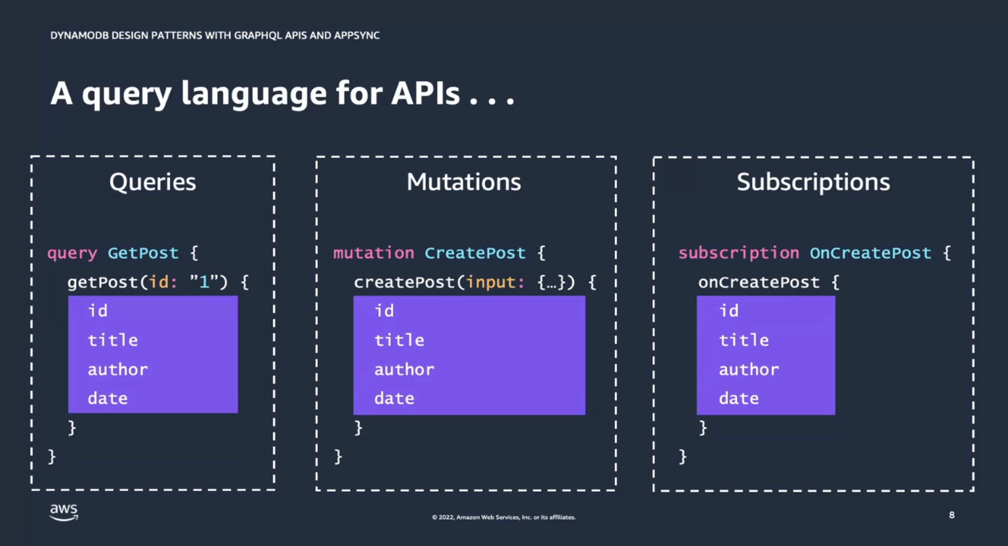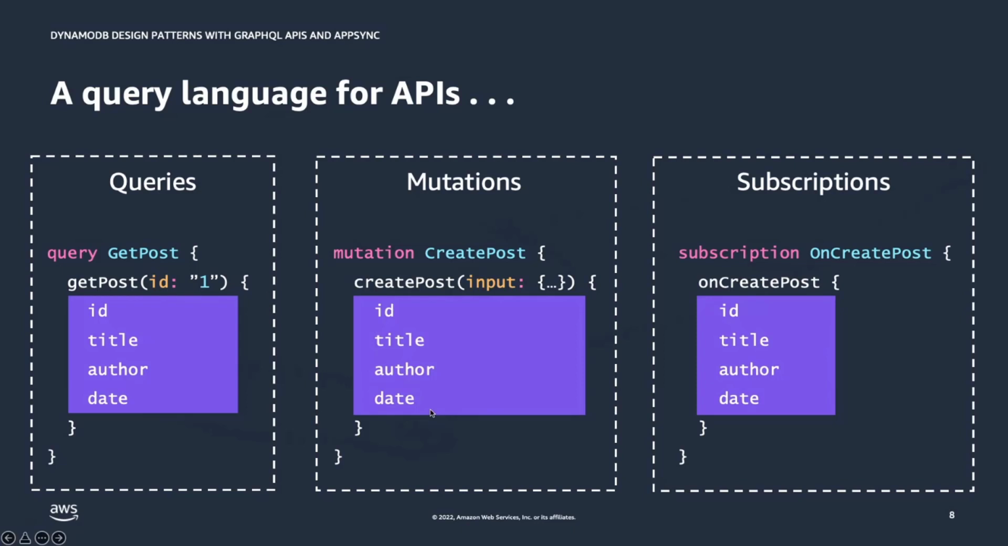So here we're doing a get post, and we specify the ID. I want to get a post, and I specify the argument, which is the ID. The ID is 1. And I want to get back my ID, the title, the author, and the date. The box that you see in purple here is what we call a selection set. The selection set allows you to specify the set of fields that you want to get back. And you can do this for mutations and subscriptions as well.